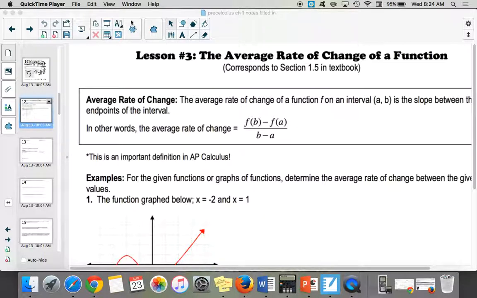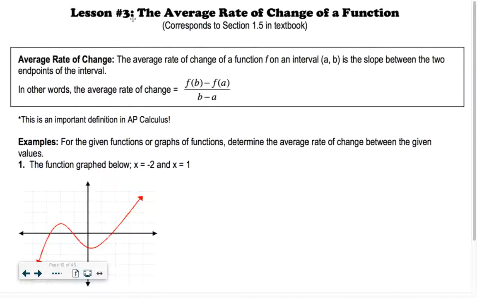So number 3 is on the average rate of change of a function. As I was saying, we kind of previewed this the other day when we talked about the slope between 2 points on a curve. And that's all it is. It's just the slope. Okay, so it says the average rate of change of a function over the interval a to b is the slope between 2 endpoints on the interval.